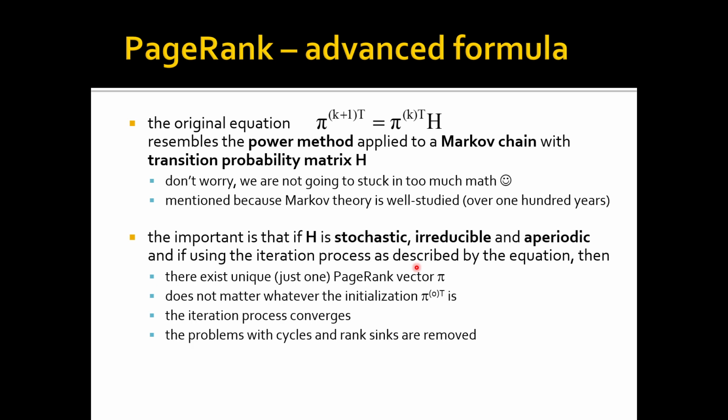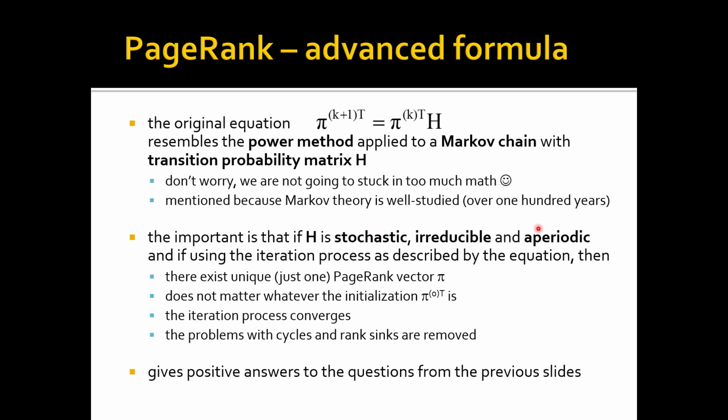There will be just one PageRank vector pi. It will not matter how we initialize the 0 iteration of the scores. It will always converge, and there will be no cycles or rank sinks. So all we need to do is to transform the matrix H into some other matrix that is semantically equivalent, but is stochastic, irreducible, and aperiodic.